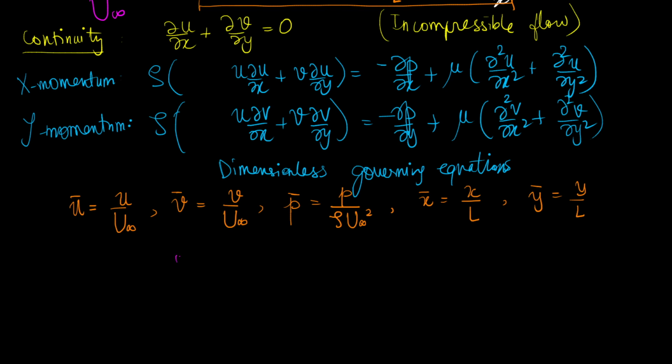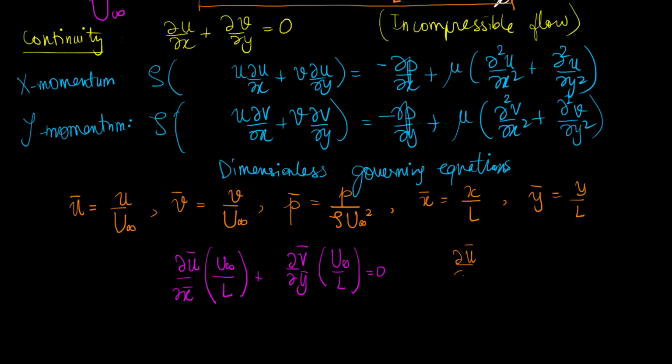So let us write down. ∂u/∂x will be ∂u bar/∂x bar times u infinity upon L. Now ∂v/∂y will be ∂v bar/∂y bar times u infinity upon L, equal to 0. And this simply yields ∂u bar/∂x bar plus ∂v bar/∂y bar is equal to 0. So this is the incompressible flow condition.